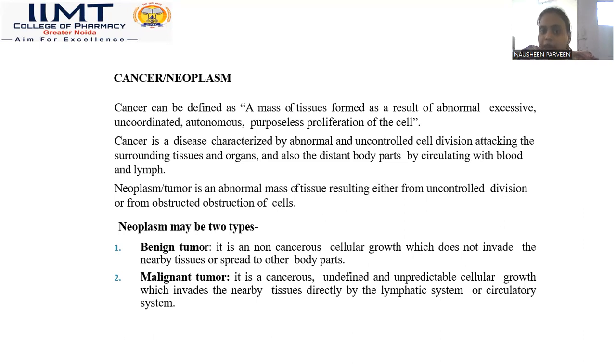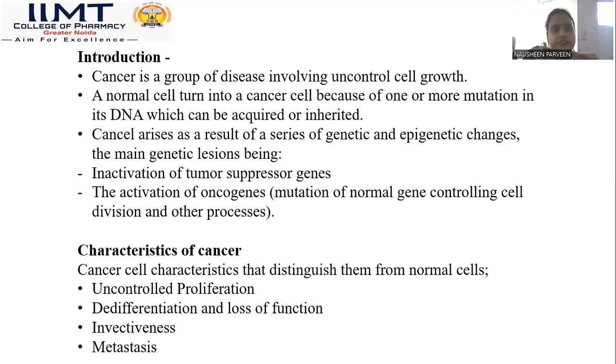Neoplasm or tumor is an abnormal mass of tissue resulting either from uncontrolled division or from obstruction of cells. Neoplasm may be of two types. First is benign tumor, second is malignant tumor. Benign tumor is a non-cancerous cellular growth which does not invade the nearby tissue or spread to other body parts. Malignant tumor is a cancerous, undefined, unpredictable cellular growth which invades the nearby tissue directly or through the lymphatic system or circulatory system.